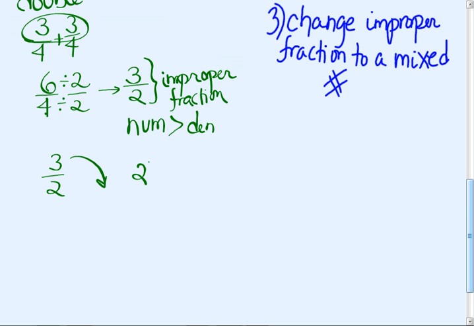So 2 goes into 3 how many times? Once. Then you go 1 times 2. Casey, do you remember this? And then you subtract these. 3 take away 2 is 1. And you get 1 part left out of halves, right? So 3/2 is equal to 1 and 1/2. So I'm going to need 1 and 1/2 cups of flour.